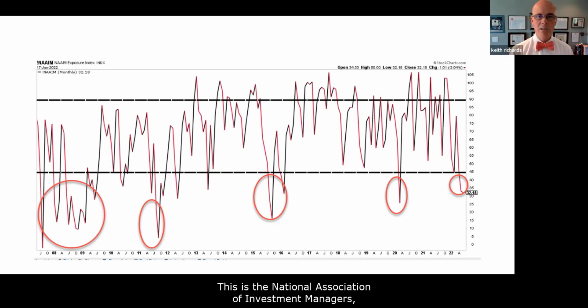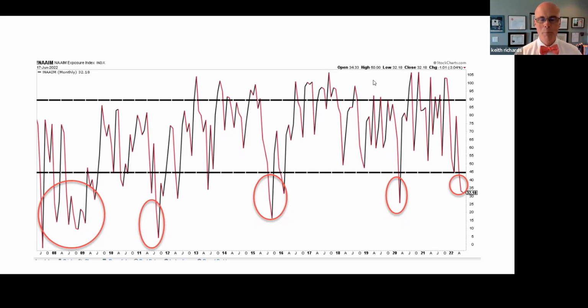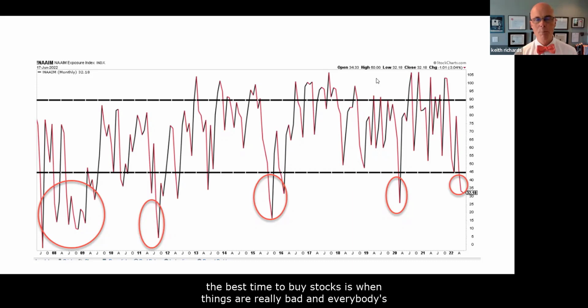This is the National Association of Investment Managers, people like me. And even though I like to think that I can be a little bit more right than many managers out there because of technical analysis and my study of sentiment, the average investment manager is a crowd follower, and they tend to be underexposed to equity when things are bad and overexposed when things are good. And that's great, except for one problem.